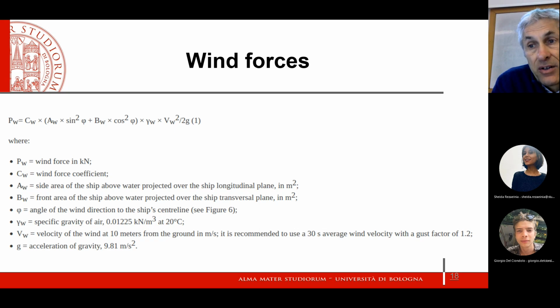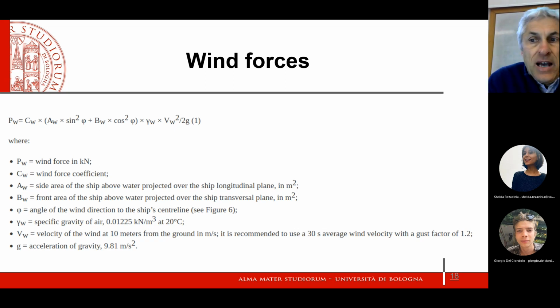And then there is another area, the front area, BW, of the ship, again above water. We are not concerned with the area below water, of course. Wind is above water. So BW is the front area of the ship, front, not side, in the transversal direction, above water, projected over the ship transversal plane. Okay, so just gain confidence with this term, longitudinal plane of the ship. It is intuitive and easily understandable, but anyway, longitudinal plane, transversal plane, again in square meters.